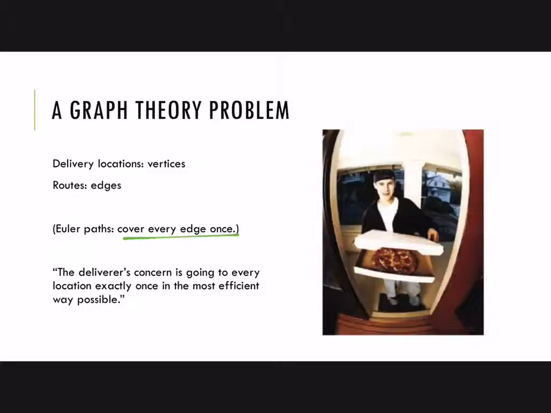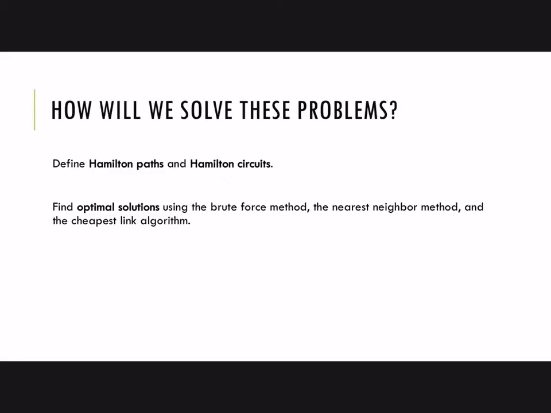All right, so one of the questions in graph theory is just to decide how to phrase the problem. Which of these solutions are we interested in? And sometimes it's more than one. But in this case, let's try finding an efficient route using a different definition of efficiency. Okay, so we'll look at Hamilton paths and circuits and find optimal solutions, meaning in this case efficient routes, using three different methods.